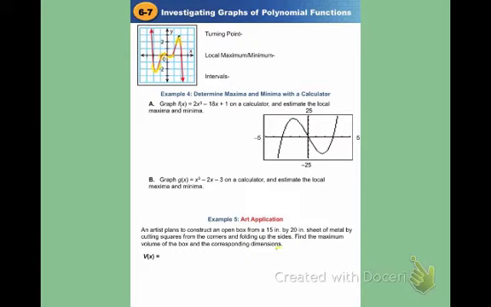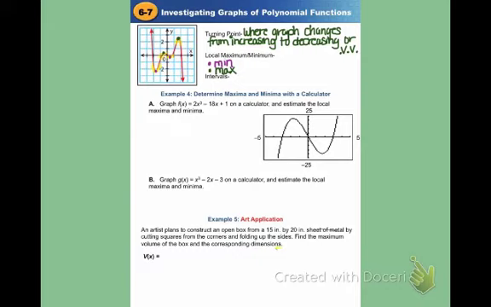So we would define a turning point to be where the graph changes from increasing to decreasing, or vice versa. Could be from decreasing to increasing. A local maximum or minimum is a point on the graph where there's a turning point. And if the graph is turning from decreasing to increasing, then that will create a minimum point.